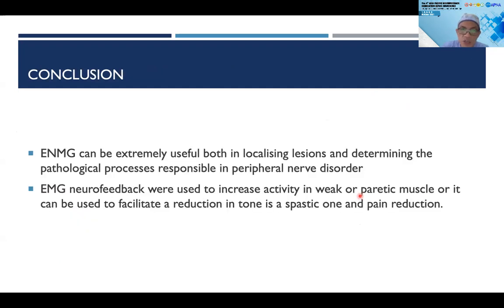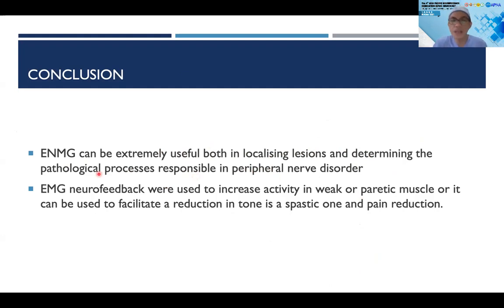So this is the conclusion of my talk. EMG can be extremely useful in peripheral nerve disorders for localizing the lesions. Where is the lesion? And also to determine the pathological process. Does it involve the myelin or the axon or both, in peripheral nerve disorders, the nerve and also the muscle?